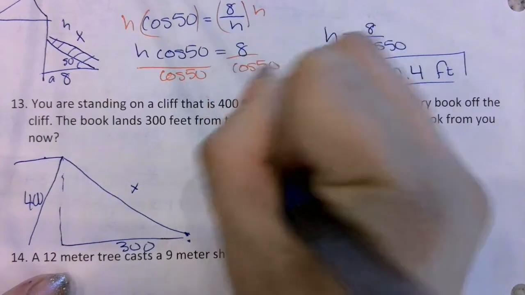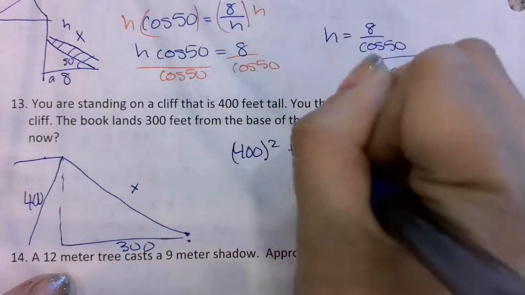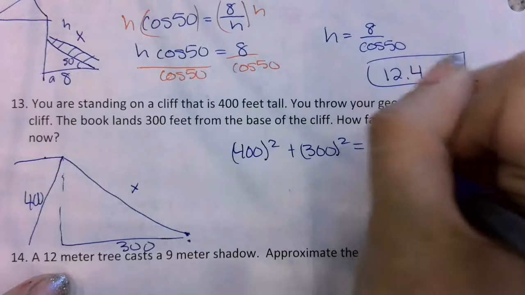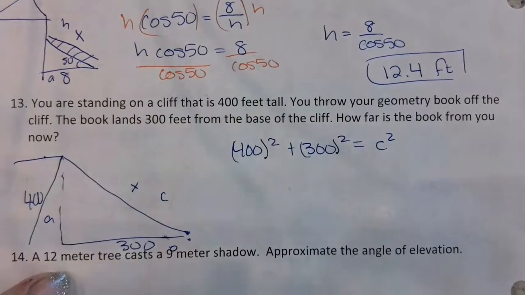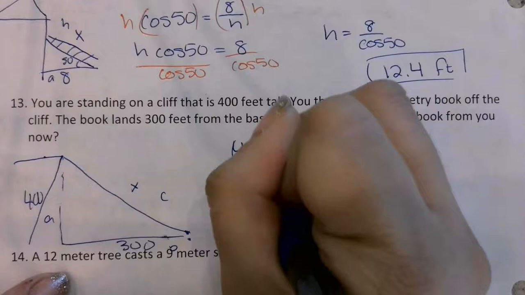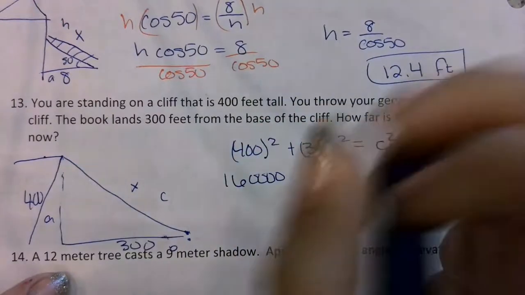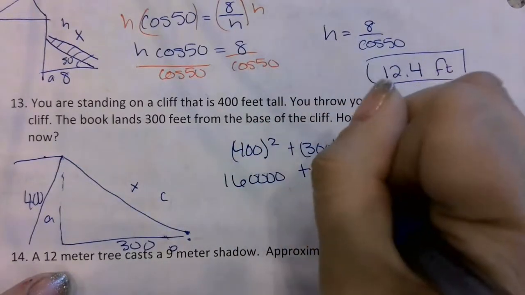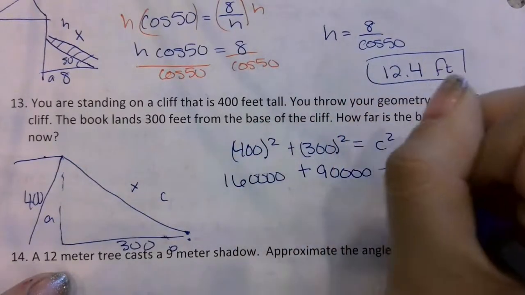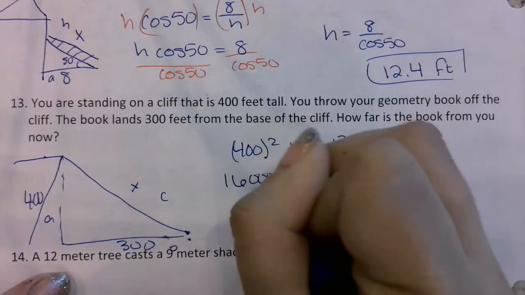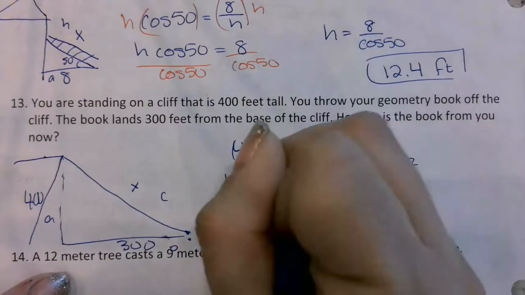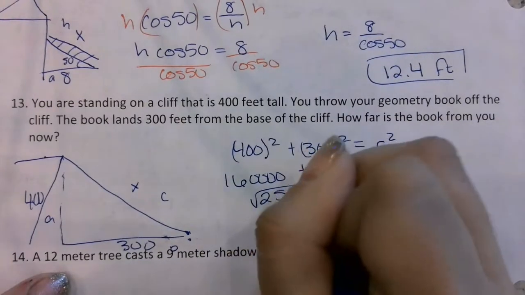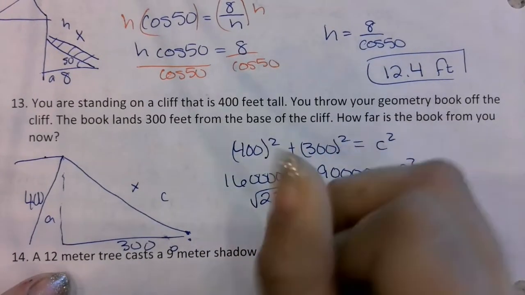I have 400 squared plus 300 squared equals c squared, because this is a, b, and c. 400 squared is 160,000. 300 squared is 90,000. Then I get 250,000 equals c squared. I take the square root, and I get 500 equals c.